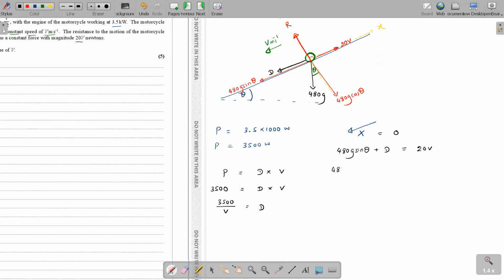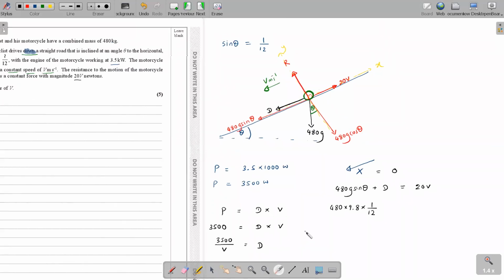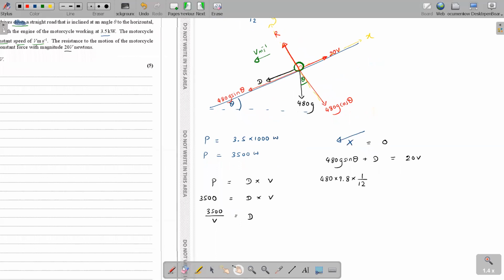So then let's put the values. 480 into g, which is 9.8, times sin theta, which is 1/12. I didn't even have to find cos theta. So we don't need to draw triangles here. Plus driving force, which we found as 3,500 divided by V, equals 20V. Children, can you all type this in the calculator? 480 into 9.8 into 1/12. How much is that?